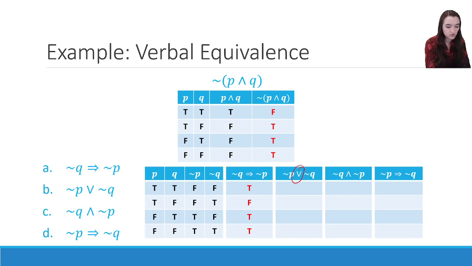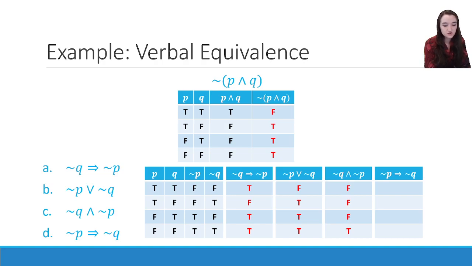Next, we have our OR statement. Our OR statement is only false if both are false. So we look for where are they both false. That's happening right here. And so we get false, true, true, true. Next, we get negation of Q and a negation of P. So our AND statements are only true if both are true. So we look for where are they both true. That's happening right here. So we get false, false, false, true.